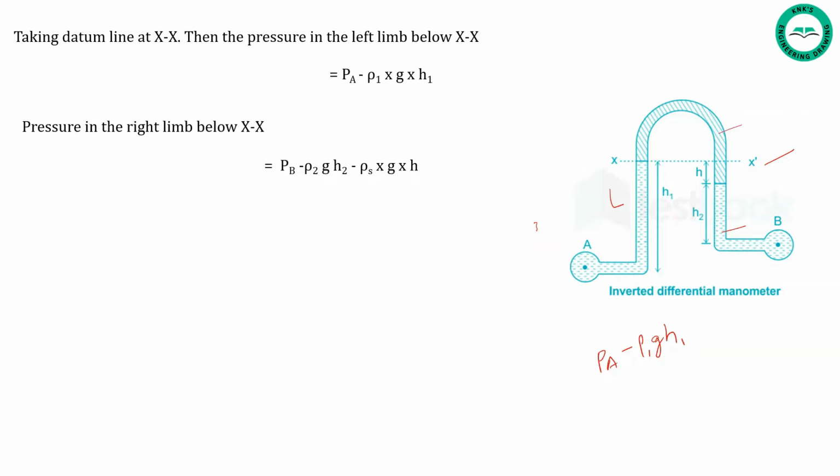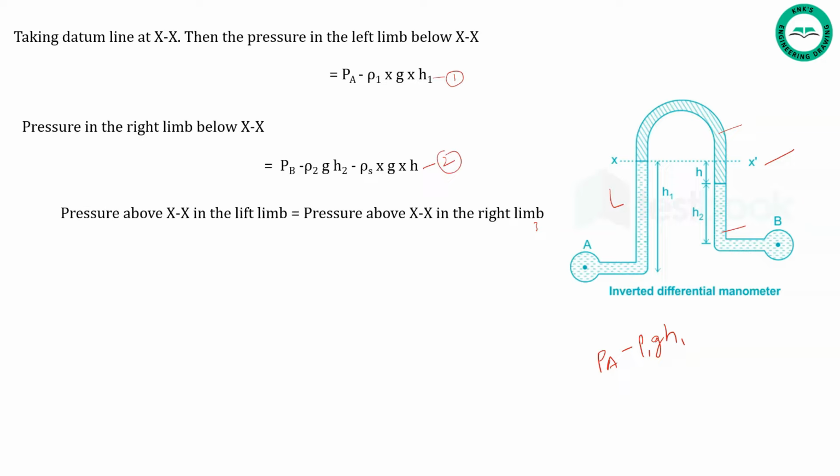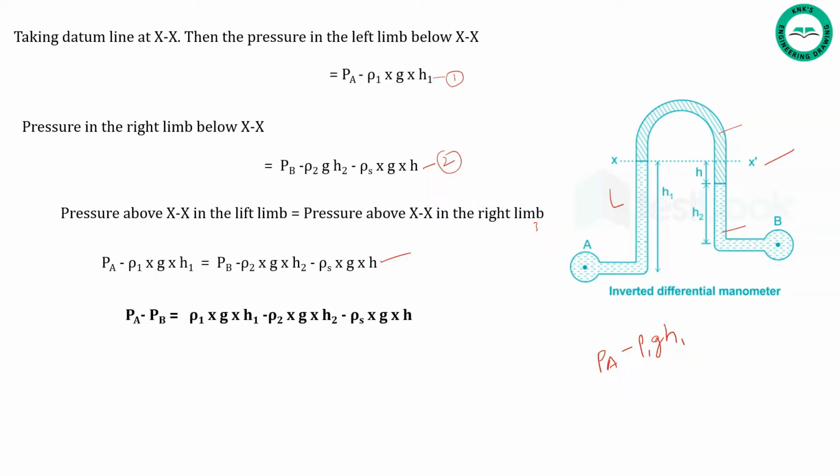Now, by equating these two equations, if you assume this as 1 and this as 2, that is pressure above the XX in the left limb equals pressure above the XX in the right limb, we get the equation like this, and take the terms PA and PB to one side. So PA minus PB equals rho 1 g H1 minus rho 2 g H2 minus rho S g h. So the pressure difference between the 2 points will be calculated with this equation.